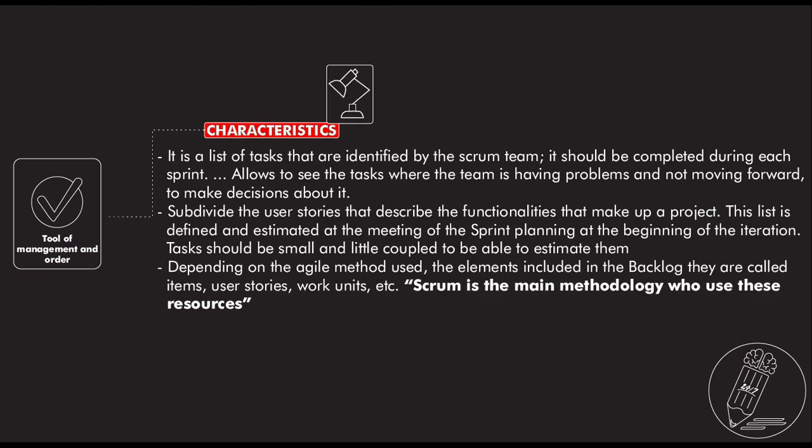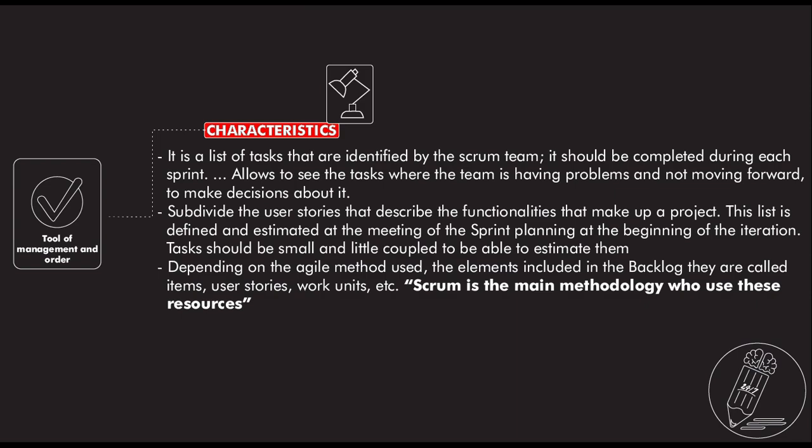It is a list of tasks that are identified by the Scrum team. It should be completed during each sprint. It allows you to see the tasks where the team is having problems and not moving forward, to make decisions about it. It subdivides the user stories that describe the functionalities that make up a project. This list is defined and estimated at the sprint planning meeting at the beginning of the iteration.